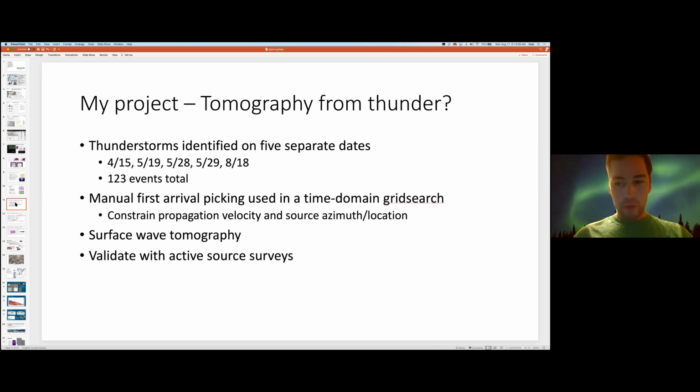Okay, so for my project, I've identified a number of thunderstorms in the data over the last year, for a total of about 123. And I've used manual first picking and then a grid search technique to constrain the propagation velocity and some source locations for the thunderstorm signal. And right now I'm looking at implementing some form of surface wave tomography to get a velocity model of the Penn State area, which I will then validate with active source surveys.